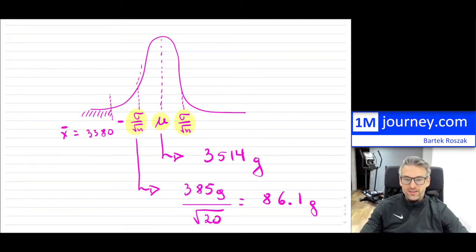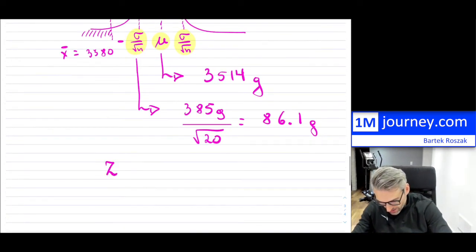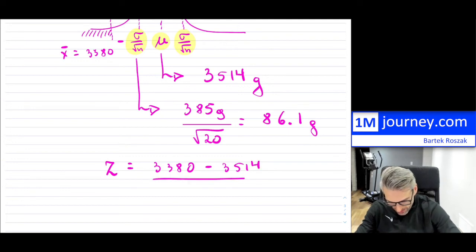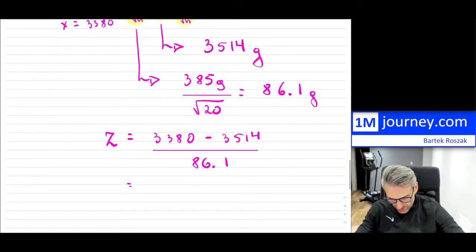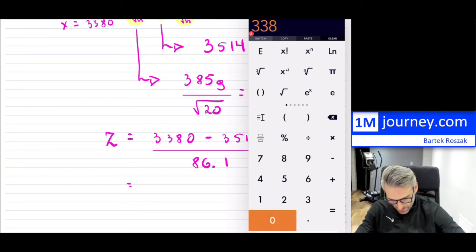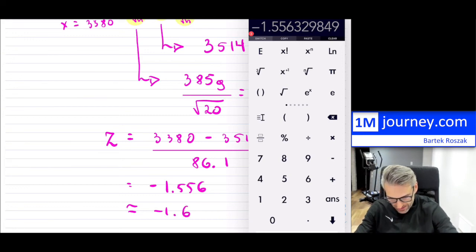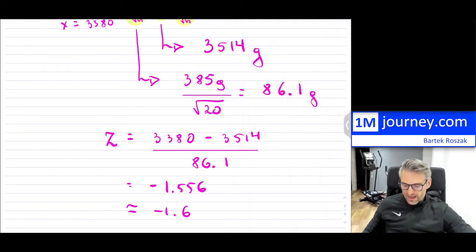And now, of course, we can calculate this. So I can figure this out. Let's say I can use the z-score in here. So this is 3380, that is my x. This is the entire mean, and then my standard deviation would have been 86.1. So this is going to give us some negative value here. So let's see, 3380 minus 3514, and then my answer divided by 86.1. So this is negative 1.556, or approximately negative 1.56. Okay, so this is approximating, and now I can use my z-scores.